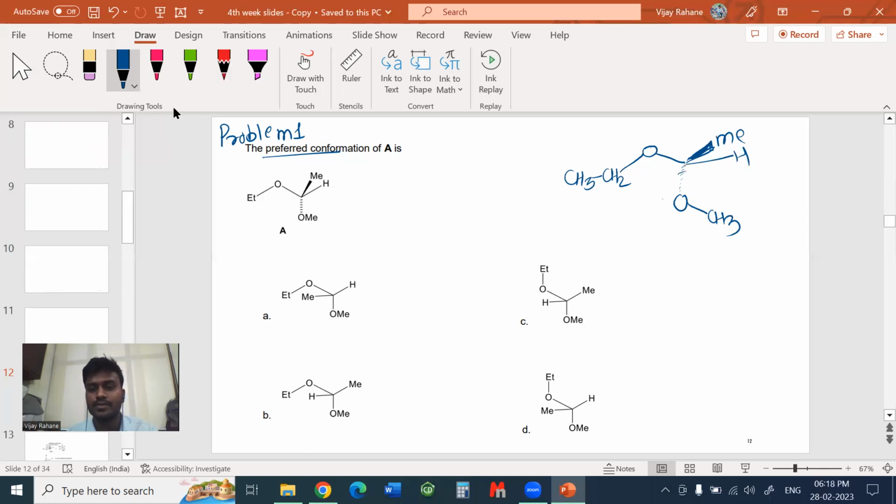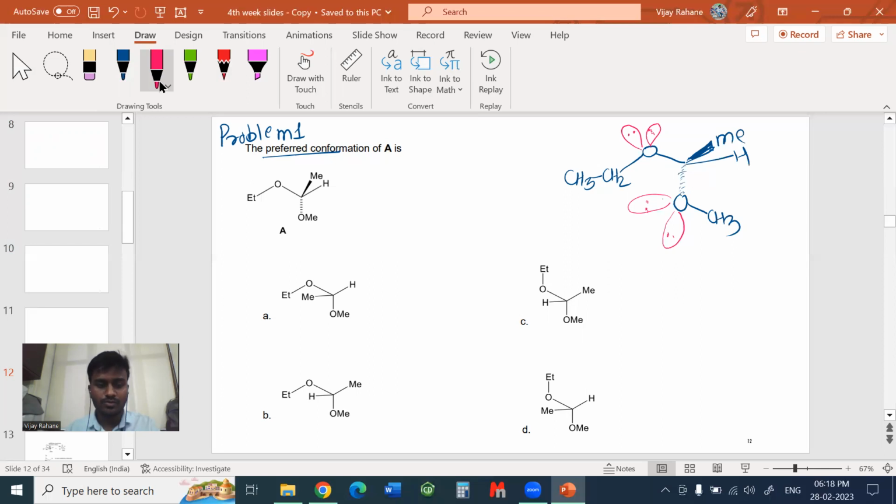Right. So this is the structure, and in this structure we can see there are two lone pairs of electrons present on the oxygen, right? So they lie like this. In this one also there are two lone pairs. So which is the preferred conformation in this one?